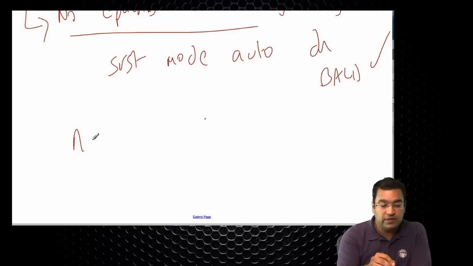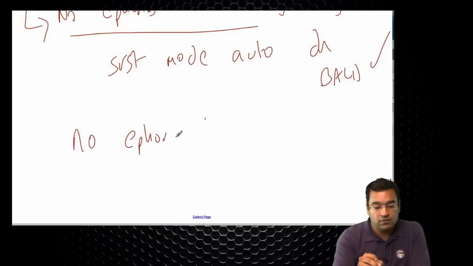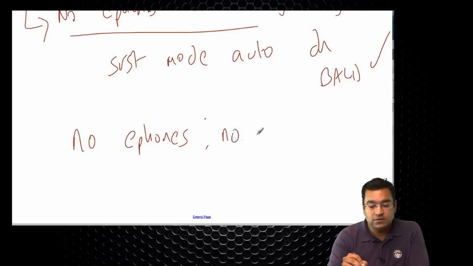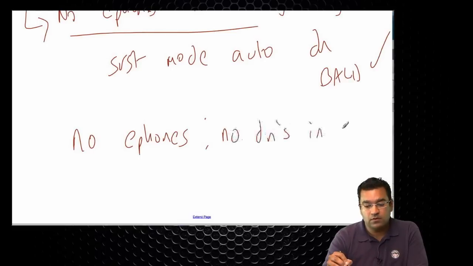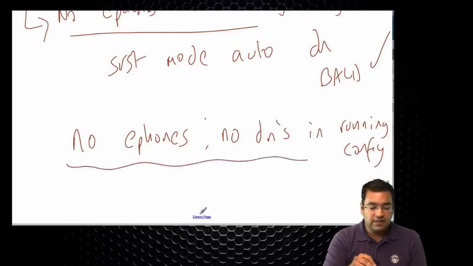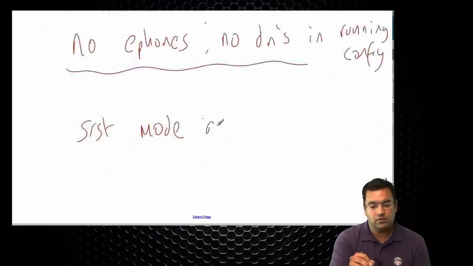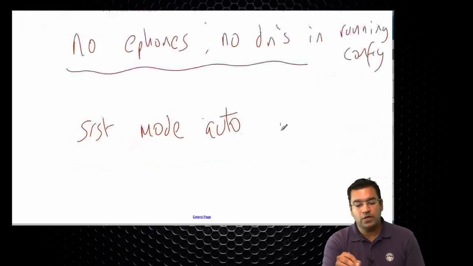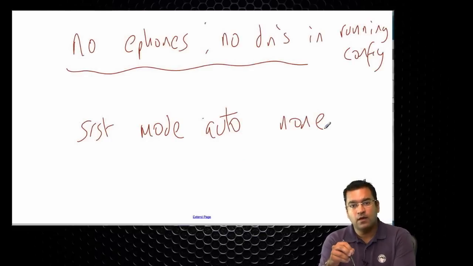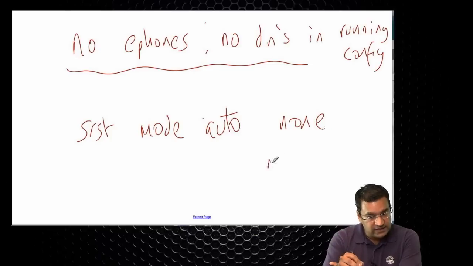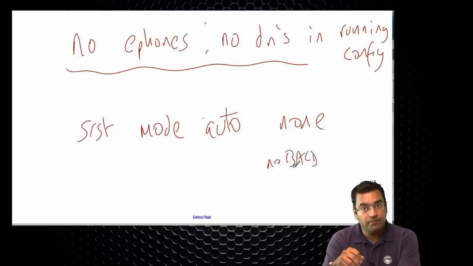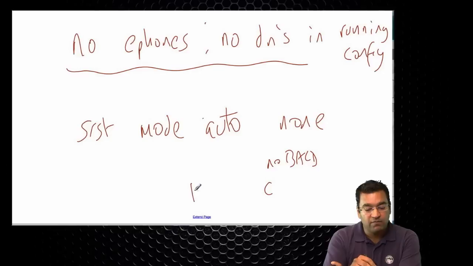So let's just put in no ePhones and no DNs in the startup running configuration. Okay, in this sense, we're going to be using auto none. Now, what's the advantage? So no BACD. BACD cannot be done. No hunt groups. Virtually no features, but you can have a hardware conference.